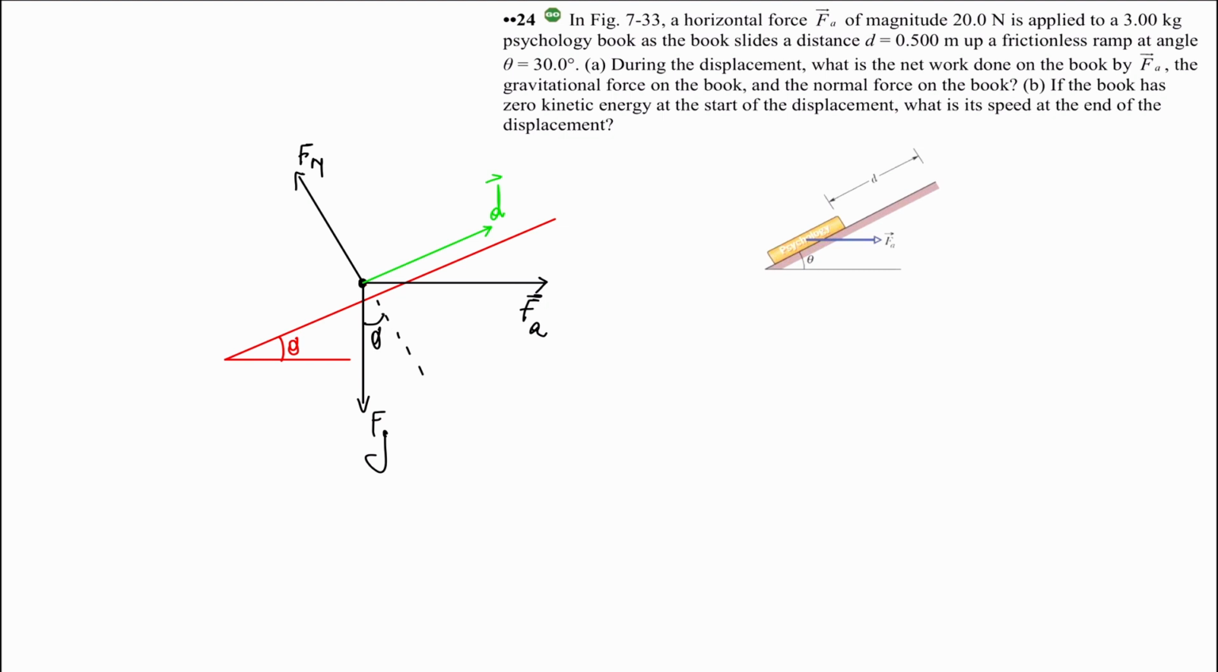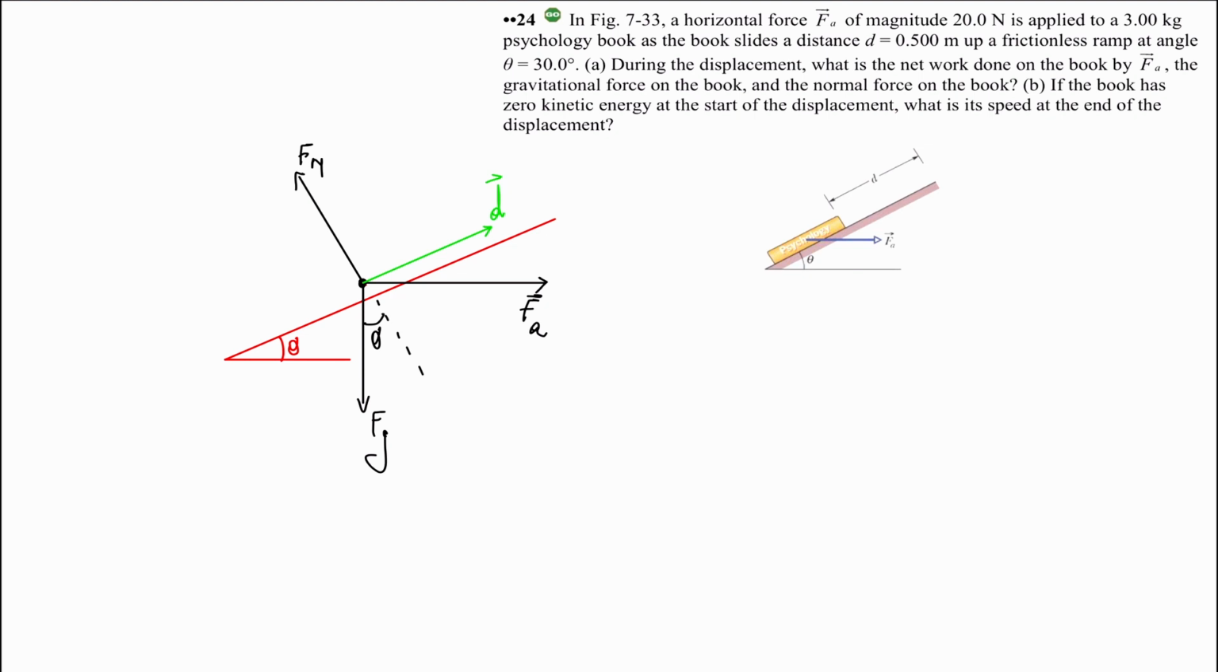So what I have done, just to keep the video brief, is I have highlighted here the forces that are going to be acting on this. The first part of the problem, and that's the only part I'm going to do, asks us to find the net work on the book by the different forces. So by the applied force, and also by the force of gravity, and by the normal force. So these are the forces acting on the book, and we need to calculate the work done by them.